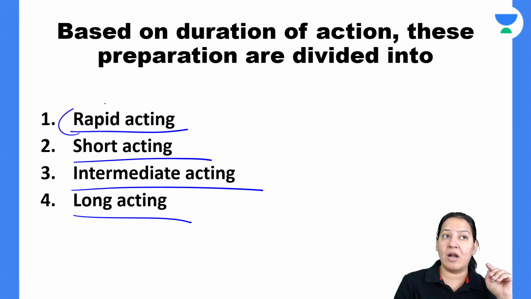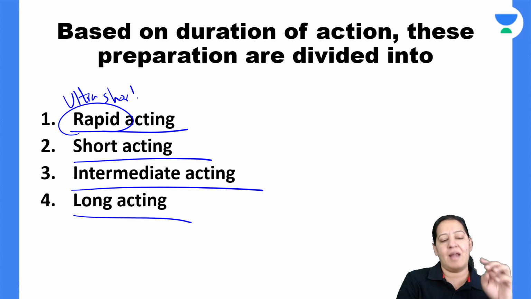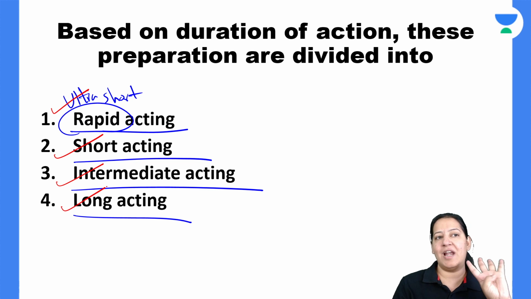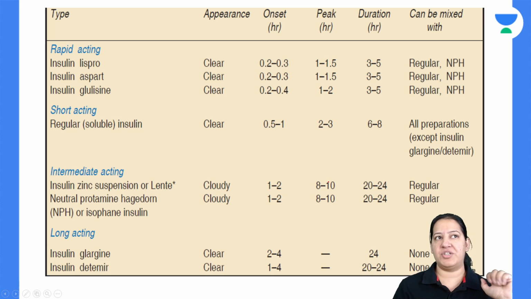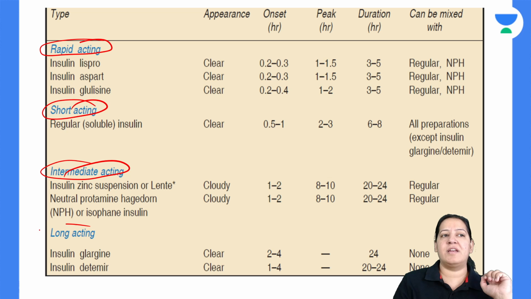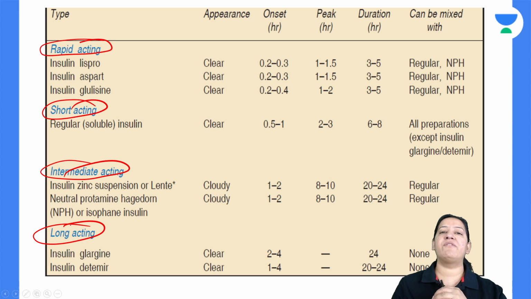You can see rapid is ultra short. So you can learn like this. It is ultra short, short, intermediate and long. So 4 types of insulin preparations are available. You can see it is rapid, that is ultra short. It is short, it is intermediate and it is long. So these are the 4 types of insulin preparations available in the market.